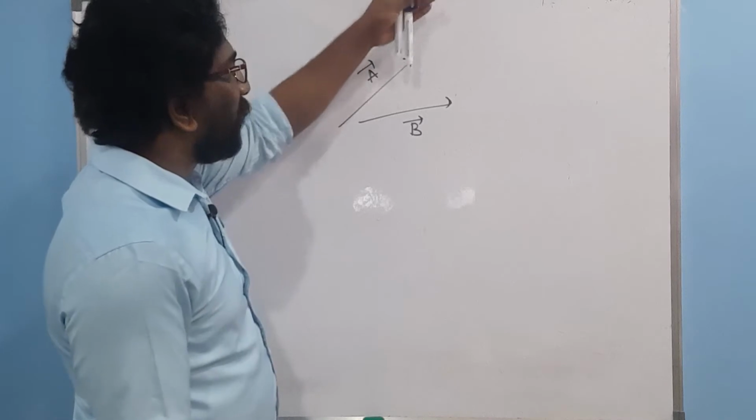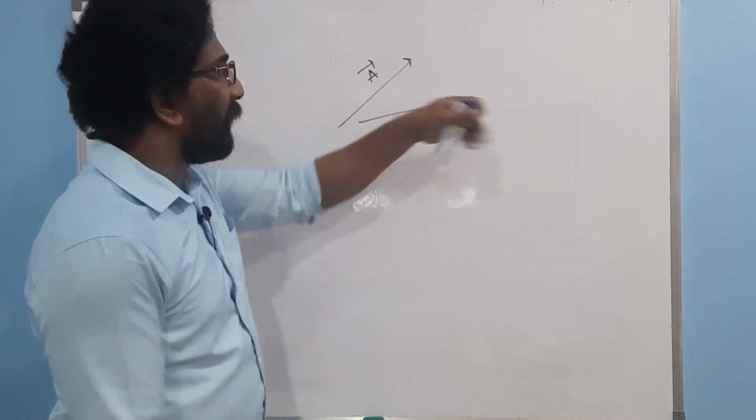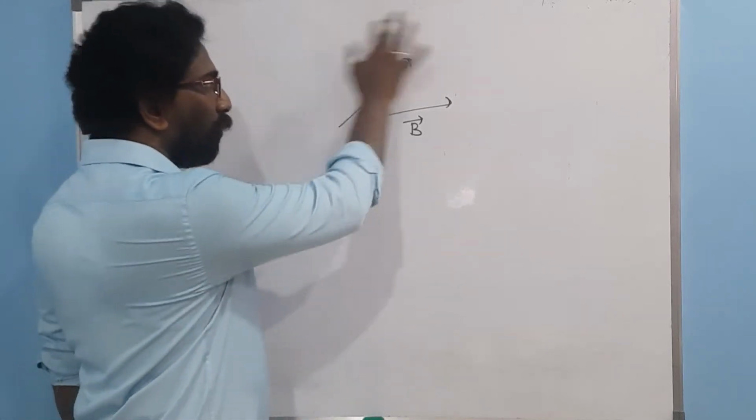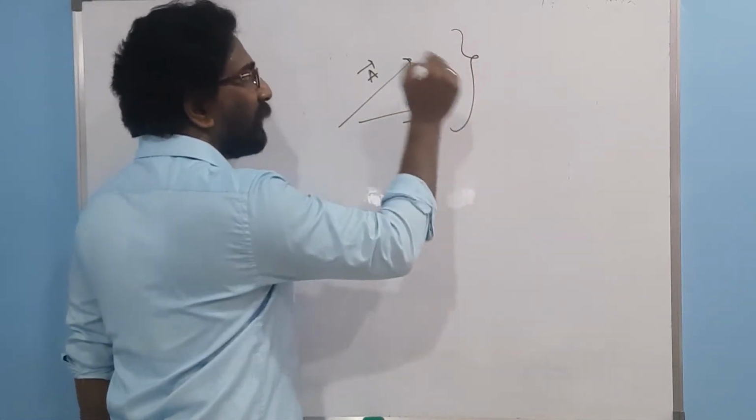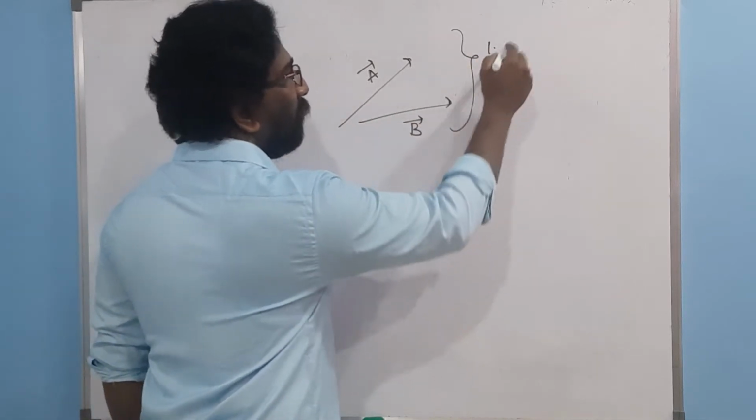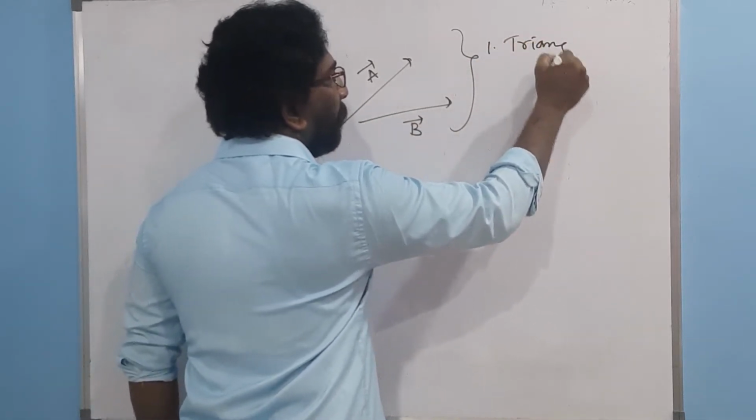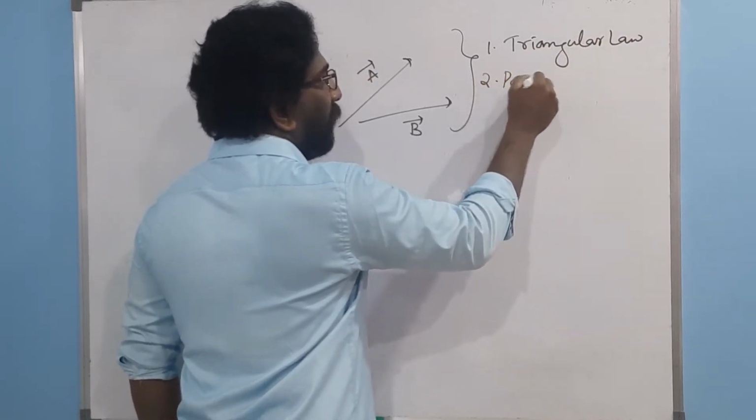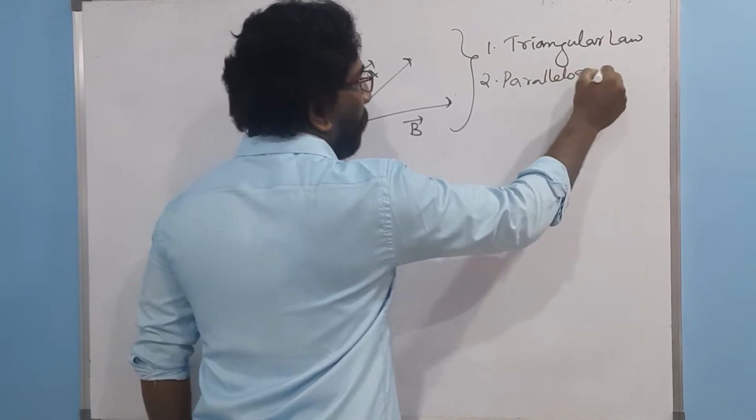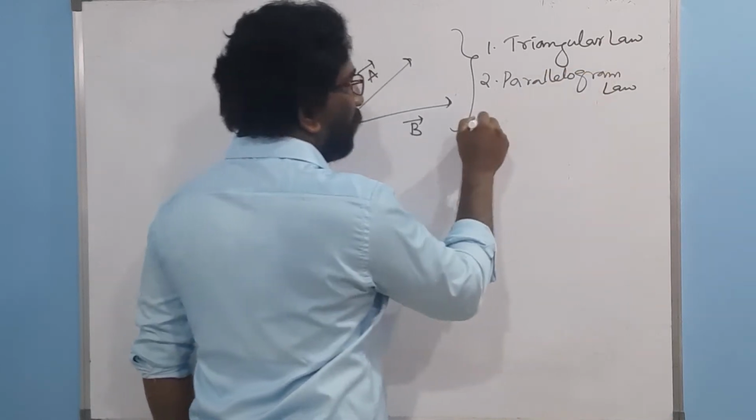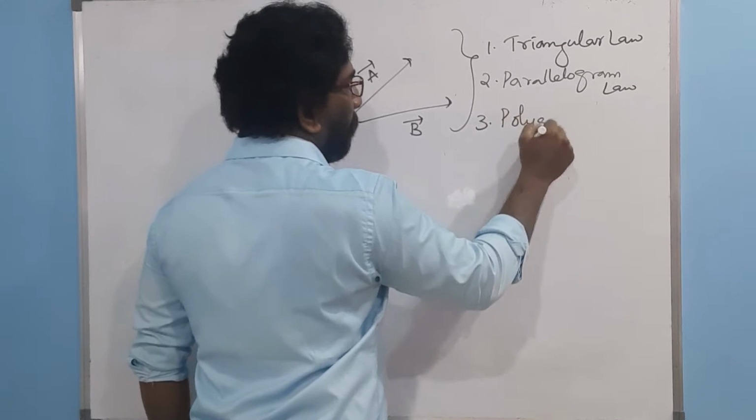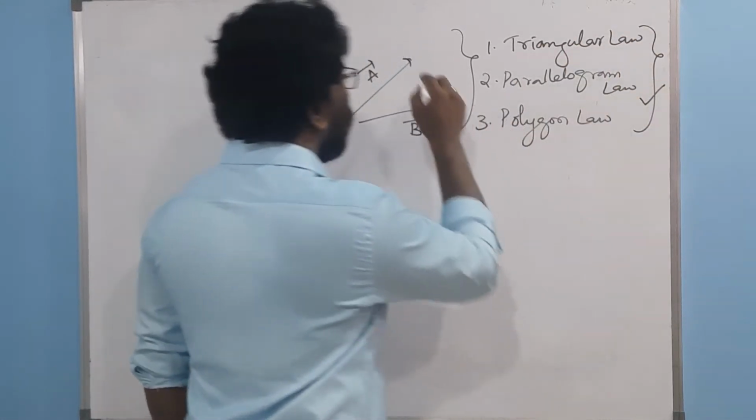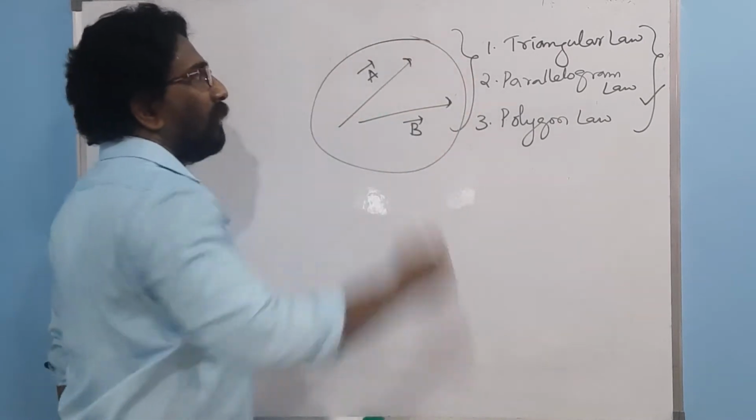One is projected in the upward direction, one is moving towards my right hand. If these are the two vectors, then how do we add them? In order to overcome this kind of problem, we will be studying some concepts called triangular law, second one, parallelogram law, and third one is polygon law. These are the three different laws used to overcome this kind of addition.